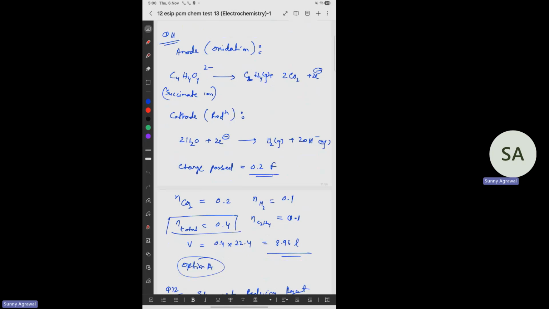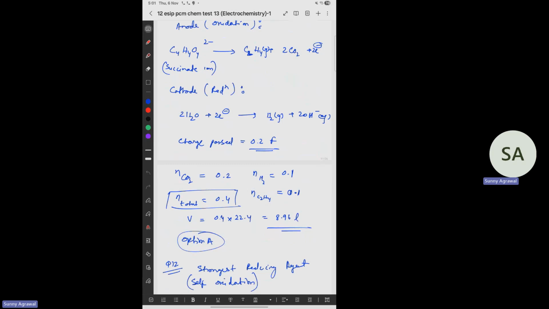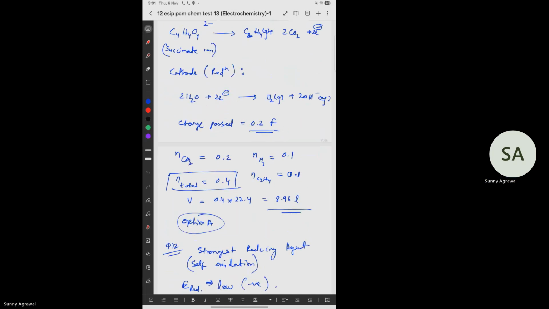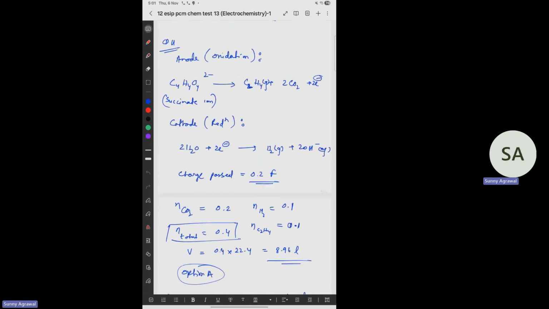Succinate ion is given, and its oxidation gives ethylene and carbon dioxide as product. This occurs at anode. Similarly, at cathode, what will happen? Water will get converted into hydrogen gas, or a reduction reaction will occur there. Now, during this conversion, charge passed was equal to 0.2 Faraday. From the transfer, we can see that each reaction requires 2 electron transfer.